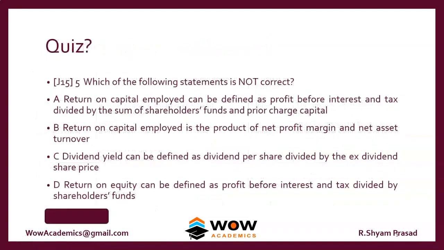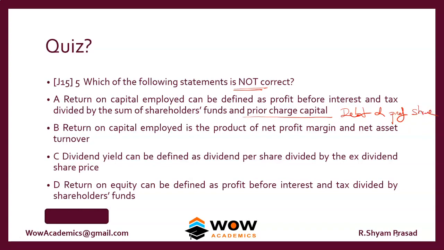We have a quiz now. So you can read this question by yourself and we'll try to find out the answer. So I'll read the question for you. Which of the following statement is not correct? Okay, so that's the key area. ROCE can be defined as profit before interest and tax divided by the sum of shareholders funds and prior capital charge. Okay, so prior capital charge means it's debt and preference share. Okay, so that's what they are indicating.